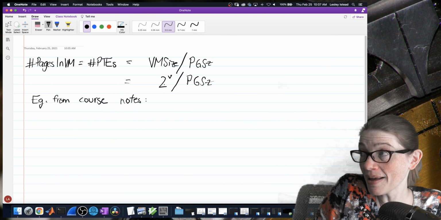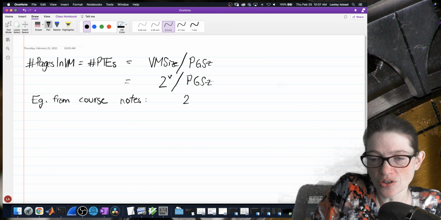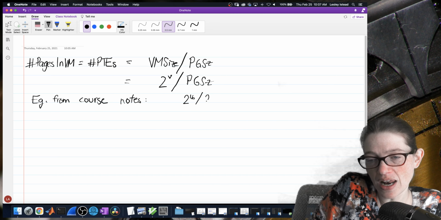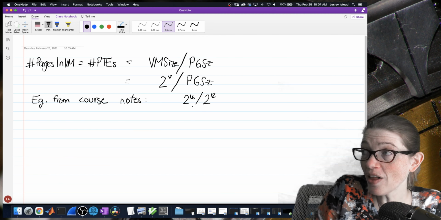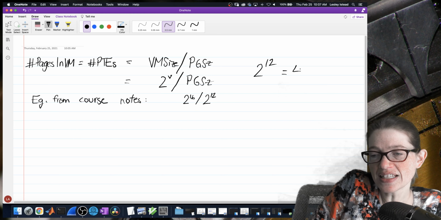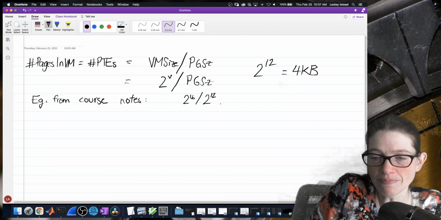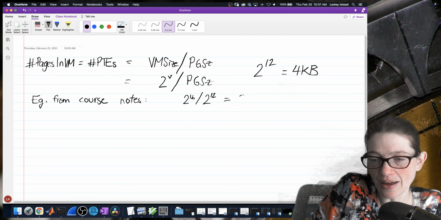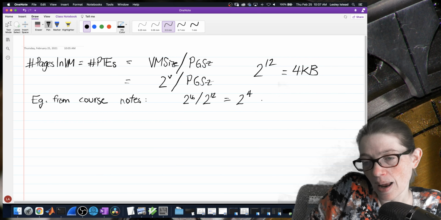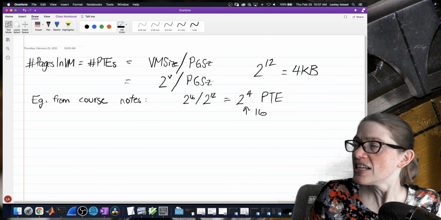So in our course notes, our number of page table entries in our page table is equal to 2 to the 16 divided by 2 to the 12. 2 to the 12, by the way, is something you should remember. 2 to the 12 bytes is equal to 4 kilobytes. That's a really important thing to remember. So this means we have 2 to the 4 PTEs, page table entries, or pages in our virtual memory. So that, of course, is, everybody knows, 16. Okay, so that's not so bad.